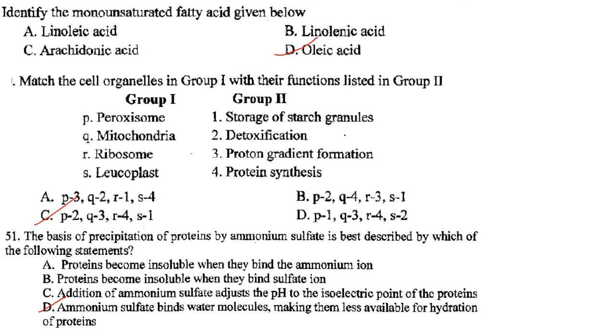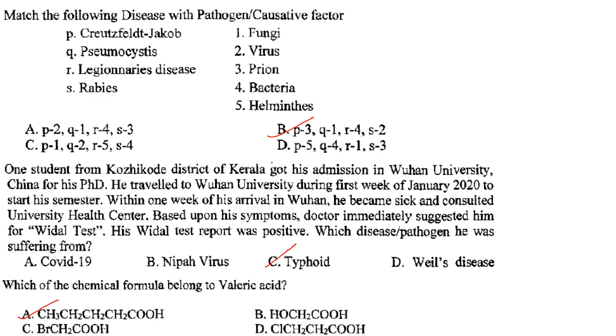Then the basis of precipitation of proteins by ammonium sulfate is best described by which of the following statements? So what does ammonium sulfate do to precipitate proteins? Ammonium sulfate binds to water molecules, making them less available for hydration of proteins. So that is how it precipitates the proteins out of the buffer solution. So answer is ammonium sulfate binds water molecules, making them less available for hydration of proteins. So answer is option D.